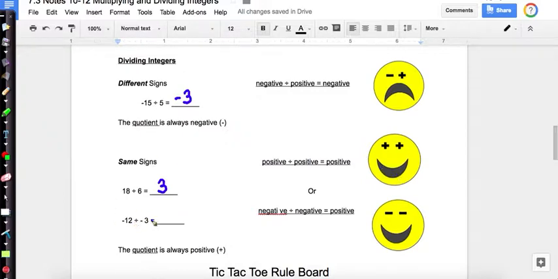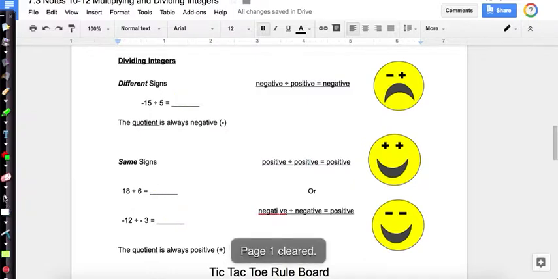Now we have a negative divided by a negative, so that's going to be a positive. And 12 divided by 3 is 4, so it's going to be positive 4. And notice I'm sleeping, so I'm still happy because it allows me to do what I love to do. Okay, and who isn't happy when they're sleeping?